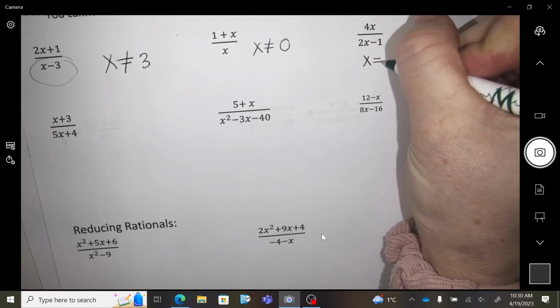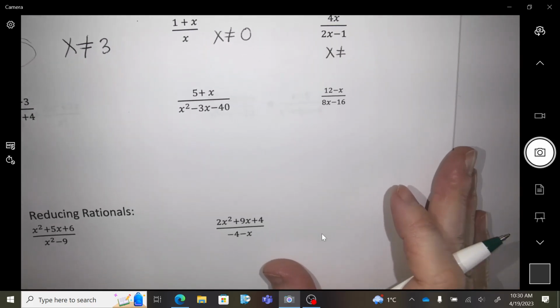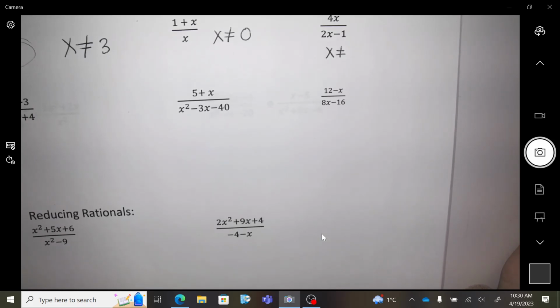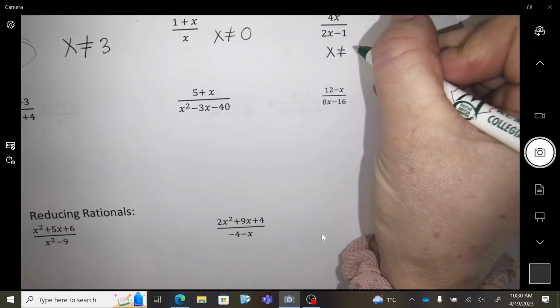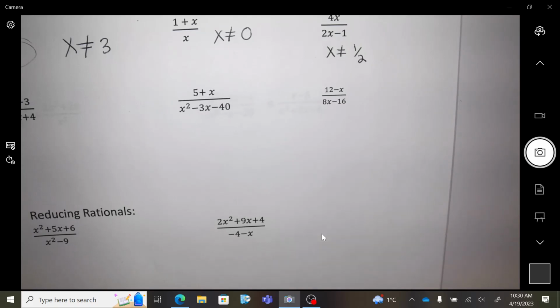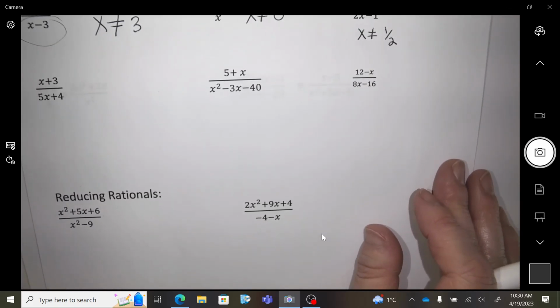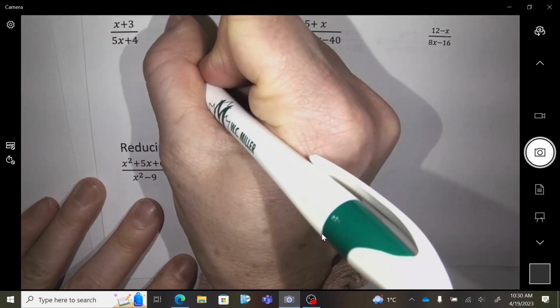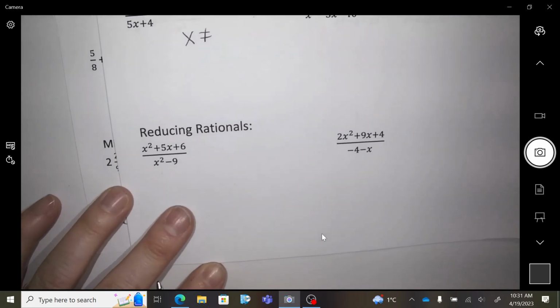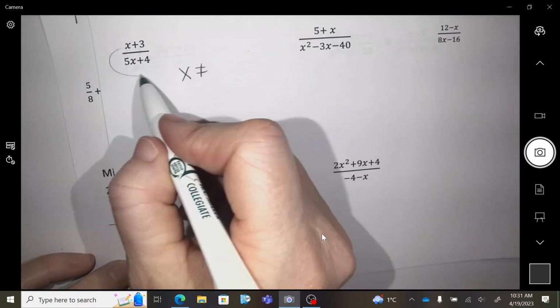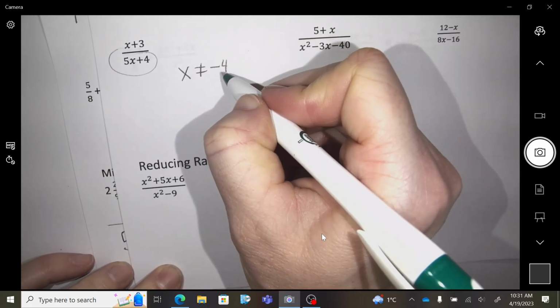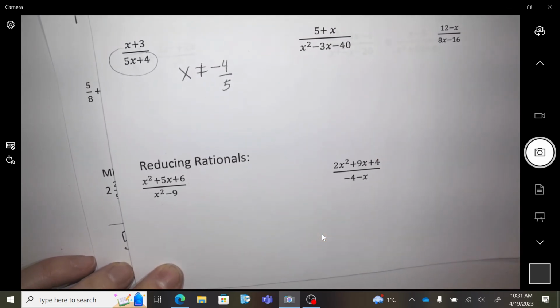I don't want x to be, this is a fraction answer, same as your last unit. What did you say? 1/2. Positive 1/2. Okay, it's the same as when you were factoring, same thing you're doing. So here, what fraction is it here? I don't want it to be -4/5.